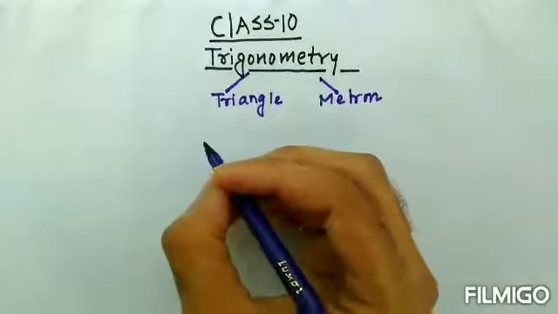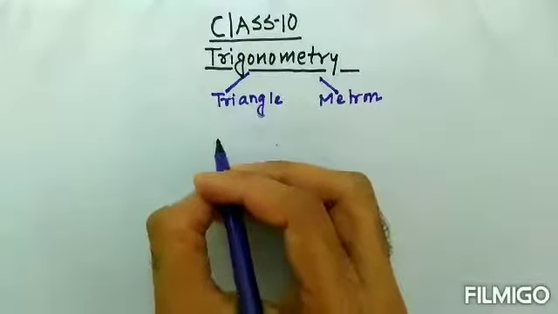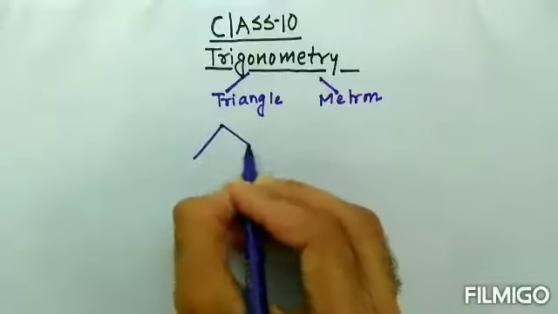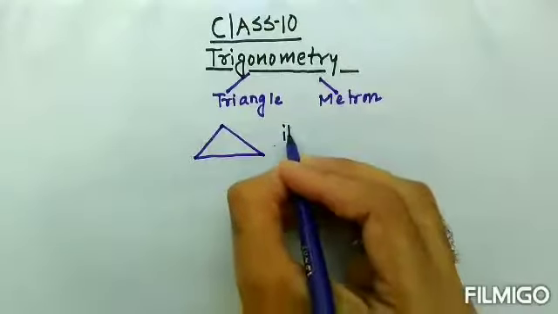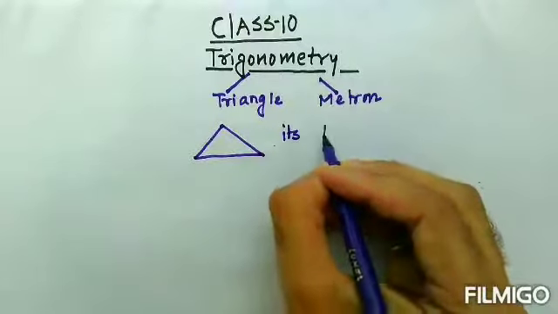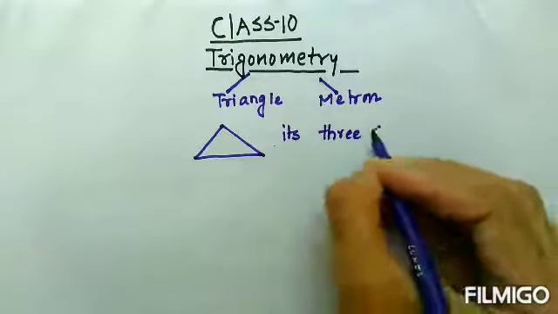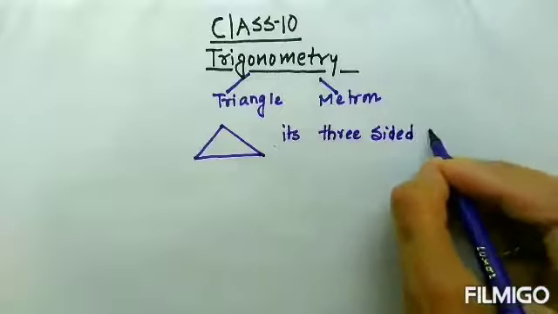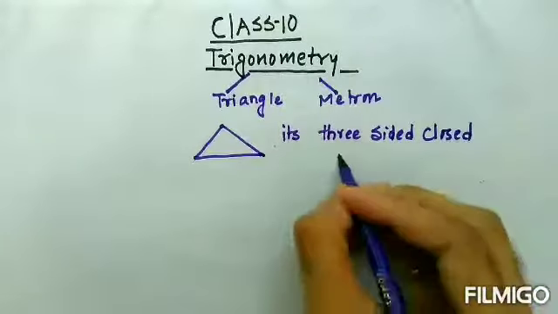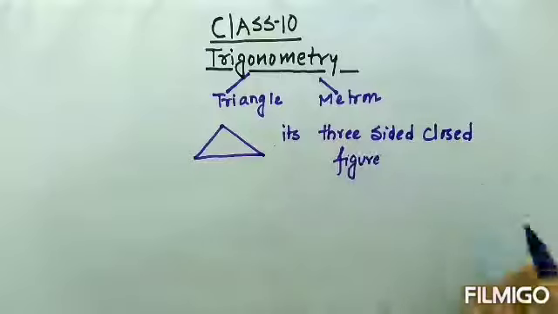So as you know, there are different types of triangle. First of all, this is a triangle. It's a three-sided closed figure. Then what is a triangle? A triangle is a three-sided closed figure, and as we know, there are different types of triangle depending upon the sides and depending upon the angles.